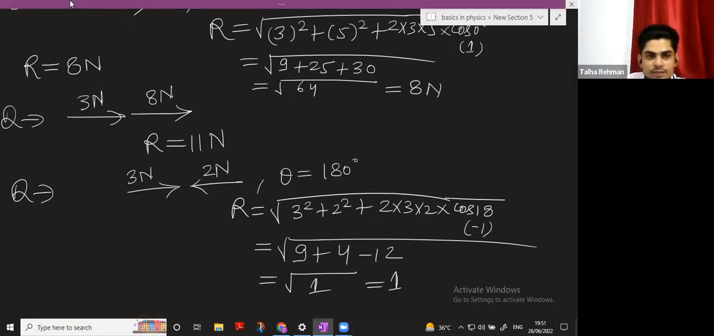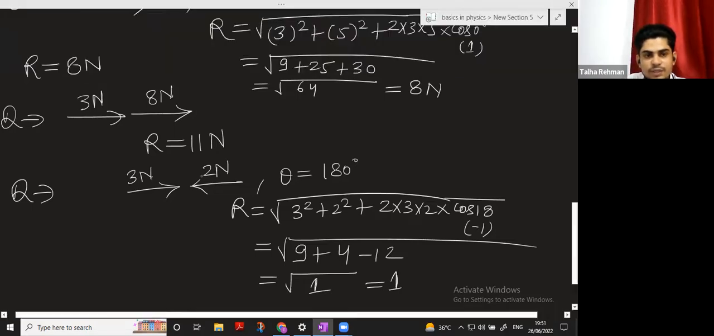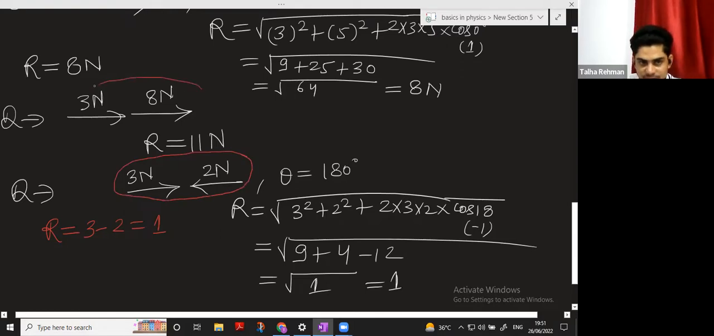So from here we can see that if two vectors are in opposite direction, we can subtract them easily. The resultant can be found out by 3 minus 2. Simply 3 minus 2. This will be 1. No need to do like this. If two vectors are like this, you can add the vector. Simply add the vector like the number. And if two vectors are like this, you should subtract the vector. Okay.